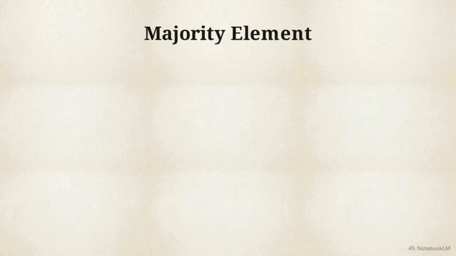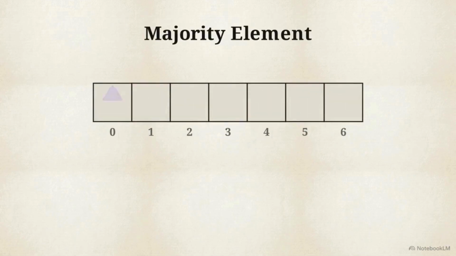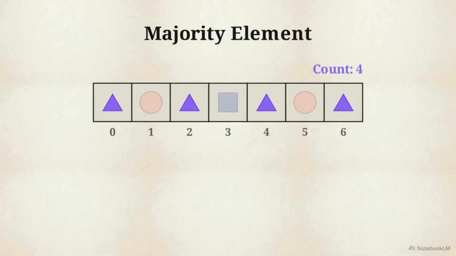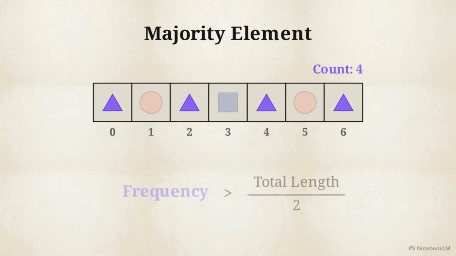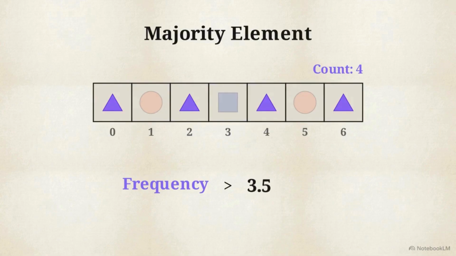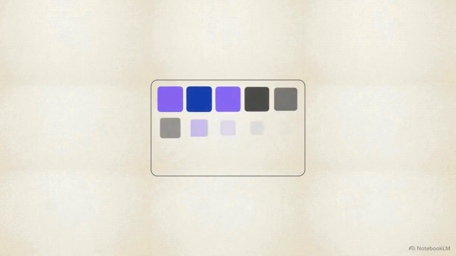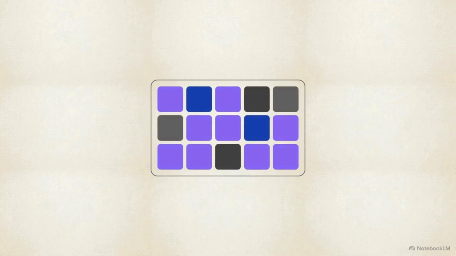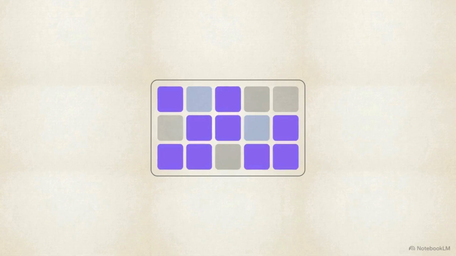We are applying that universal logic to the majority element problem. In computer science, a majority element is any value that appears in a dataset more than half the time, meaning its frequency is strictly greater than the total length of the array divided by 2. To find it, visualize this array as physical real estate. If one color occupies more than 50% of the total space, it dominates the sequence.